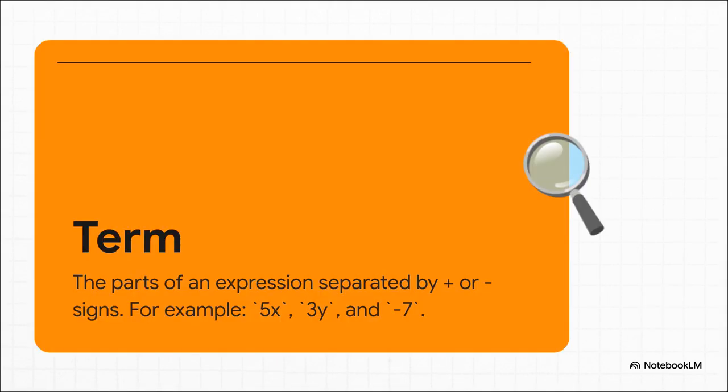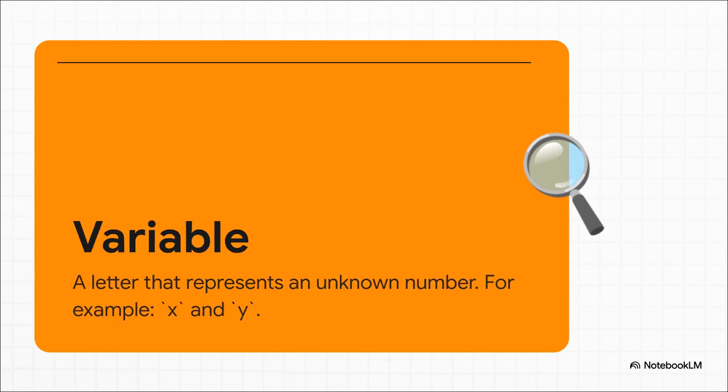Okay, first up, what's a term? Think of them as just the individual chunks or pieces of the expression. They're separated by those plus or minus signs. So in our example, we can see three separate terms, 5x, 3y, and that negative 7. Next, we have the variable. And this is probably the most famous part of algebra. It's really just a letter that's acting as a placeholder for a number we don't know yet. In this expression, we've actually got two of them, the x and the y.